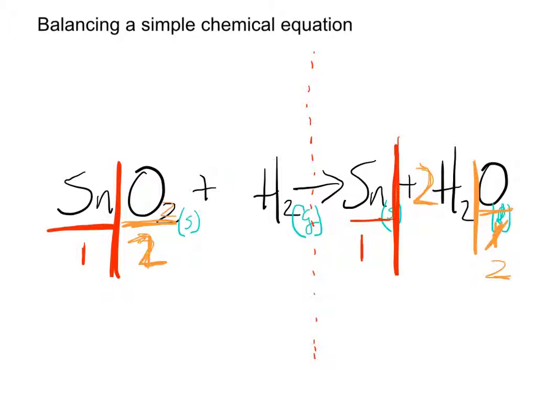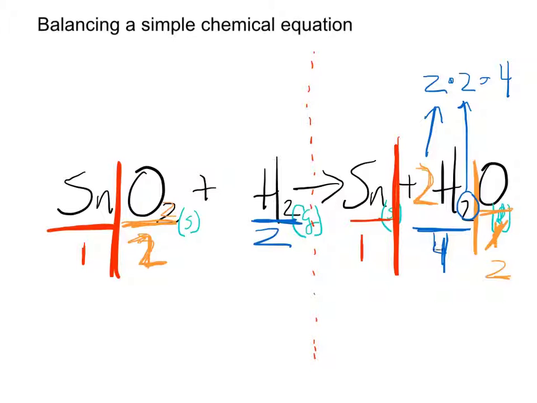Now if we move on to the hydrogens on the left side, there are 2 of them. On the right side, because we added this coefficient of 2, and we have a subscript of 2, meaning that there are 2 hydrogen atoms in a water molecule, because of that, we actually have 2 times 2, or 4 atoms of hydrogen. So I'm going to put a 4 down here.